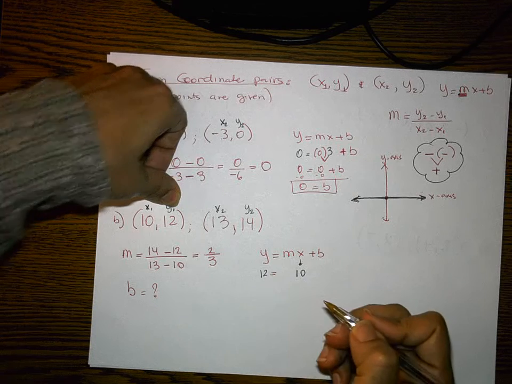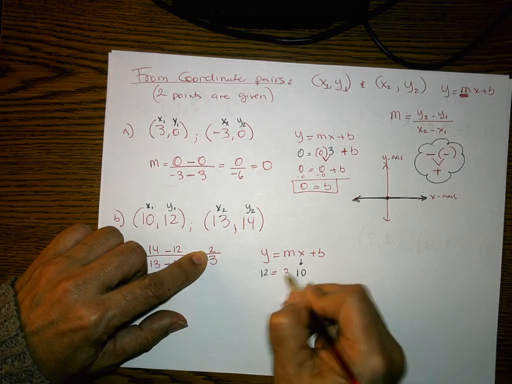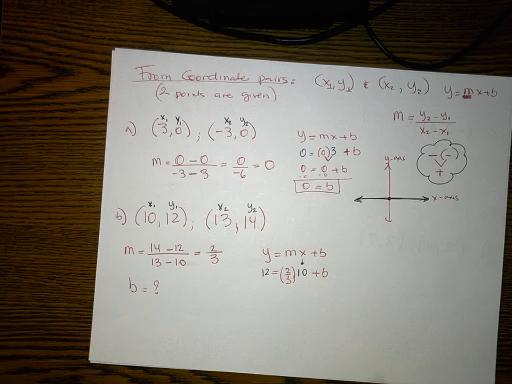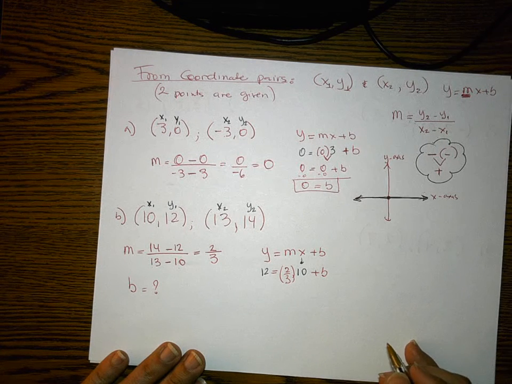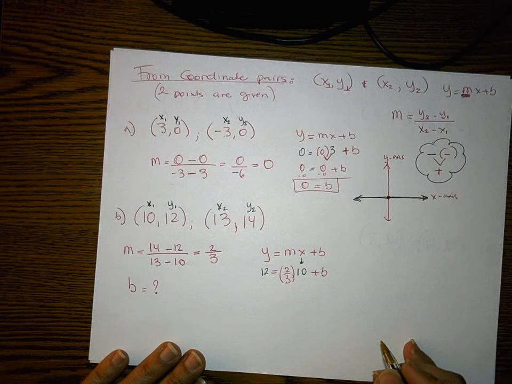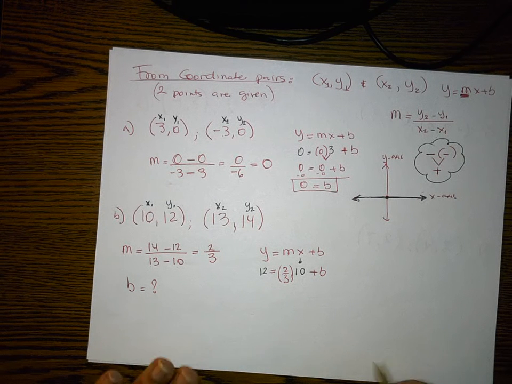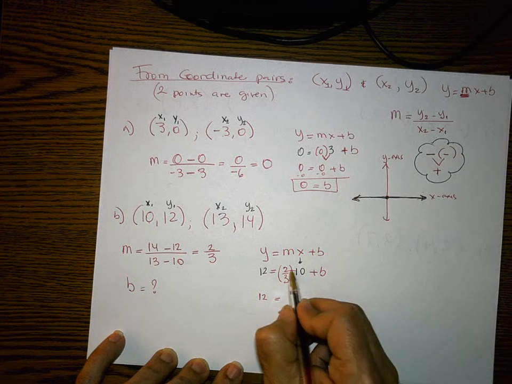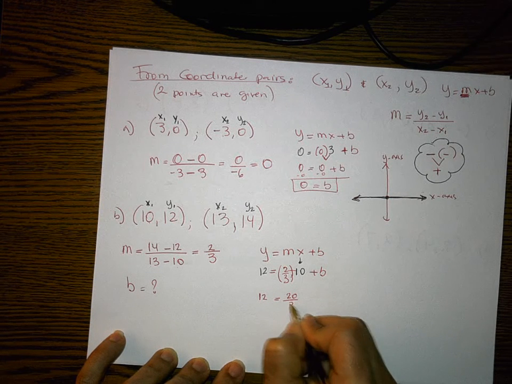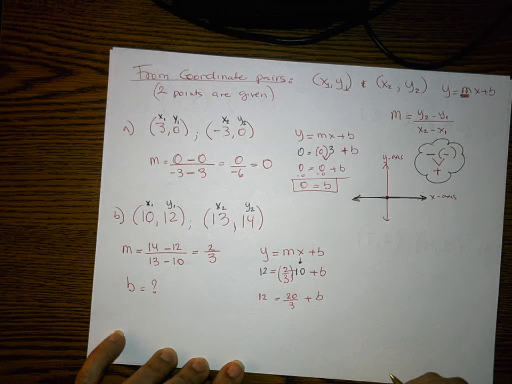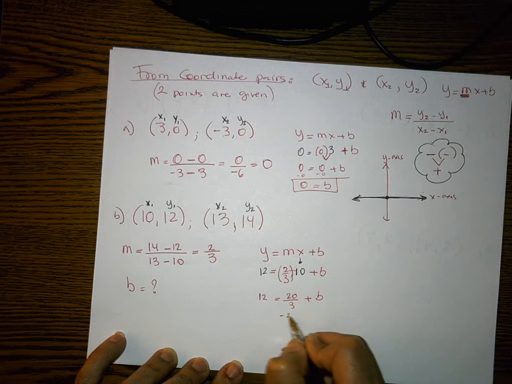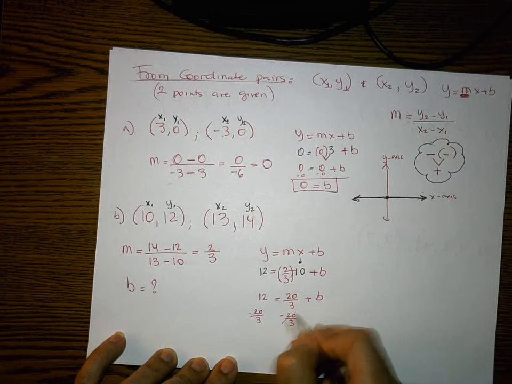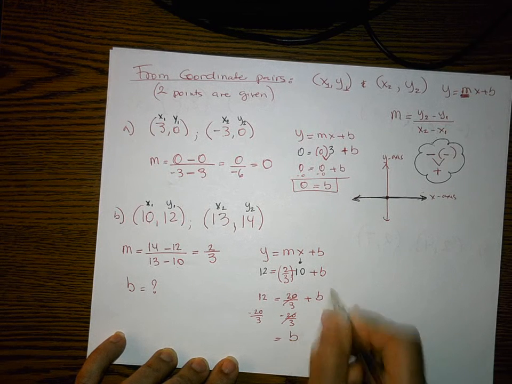information. 2/3, so 2/3 right here, times the 10 plus the b value. I know it's fractions, and students hate working with fractions, but we can do it. So I have 12 equals 2 times 10 is 20 over 3 plus the b value. If I subtract 20 over 3 from here and subtract 20 over 3 from here, this is 0. I got my b value all by itself on this side.